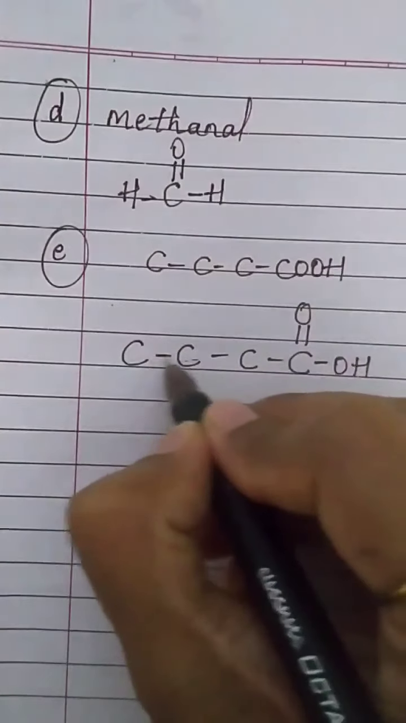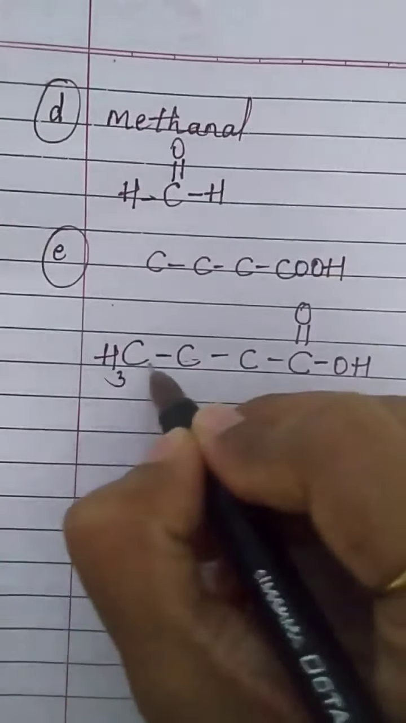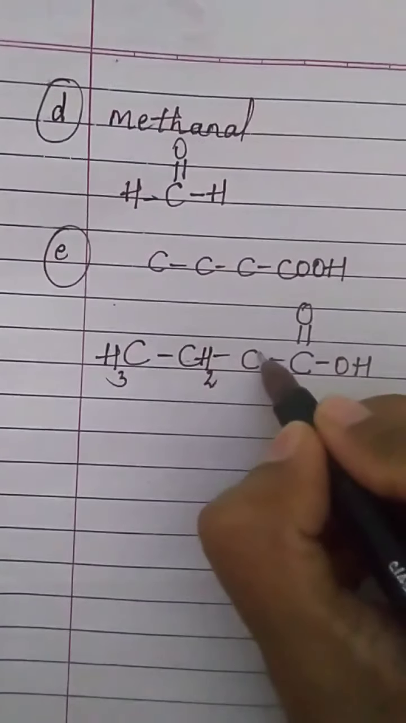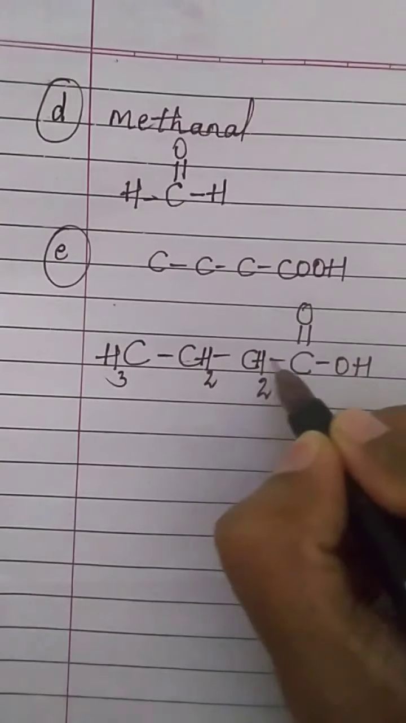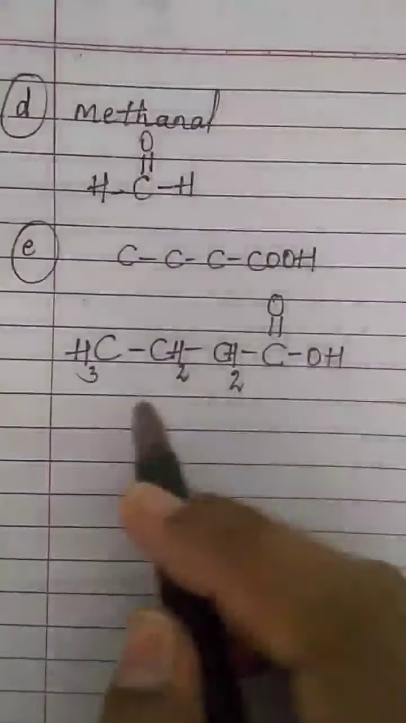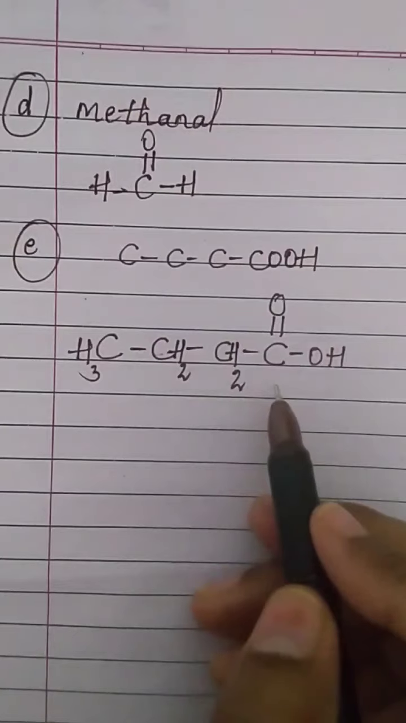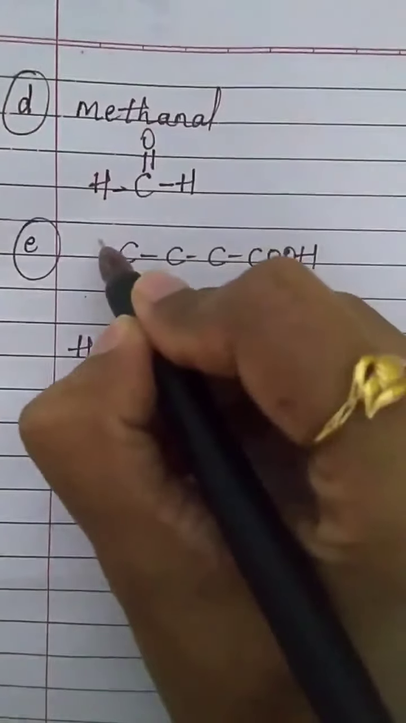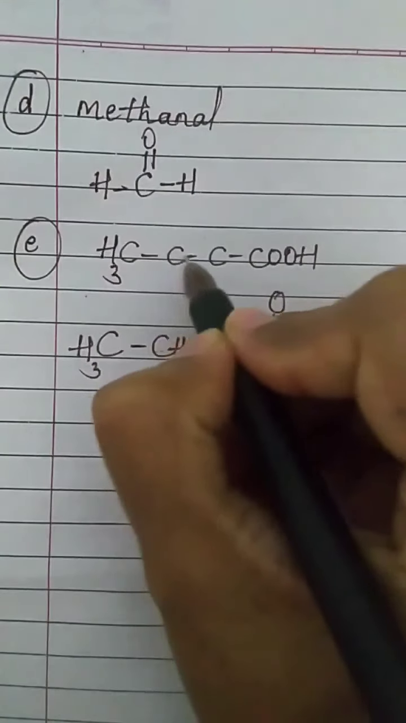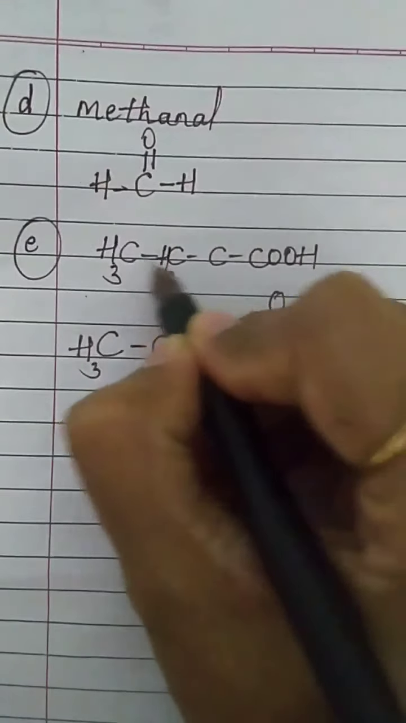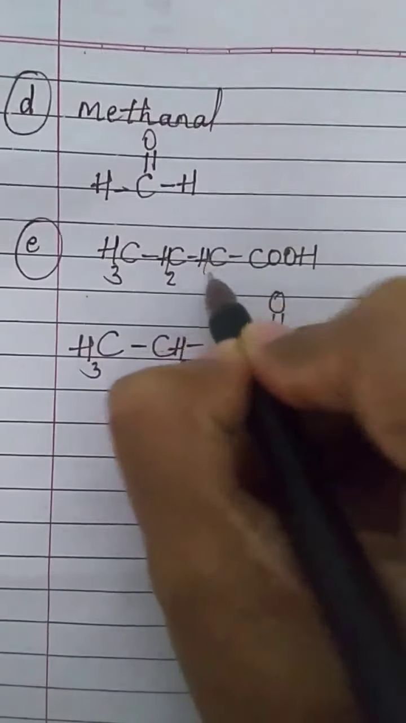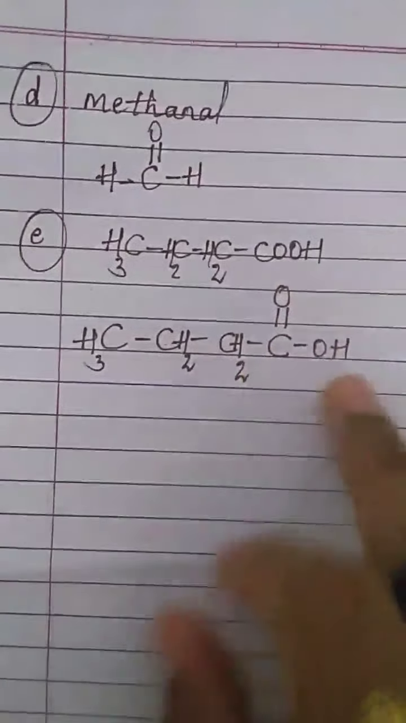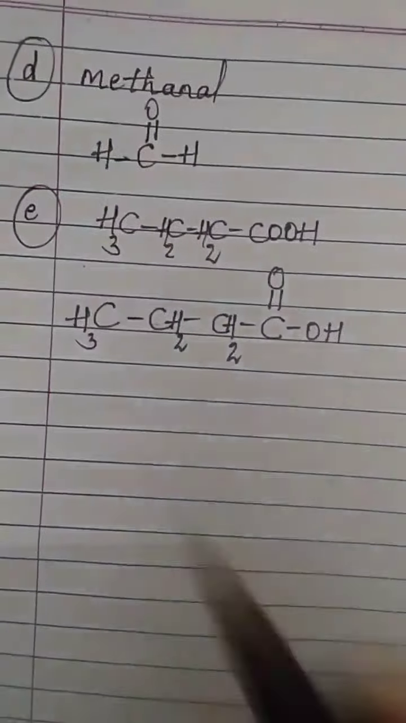Let's see the next. 1 done, 3, 4. For this carbon, 1, 2, 3, 4. 1, 2, 3, 4. For this carbon, 1, 2, 3, 4. Done. CH3, CH2, CH2, C double bond OH. Fine. If you are writing this way also, it's correct. CH3, CH2, CH2, COOH. Here I showed you the double bond also. Write this way, both are correct.